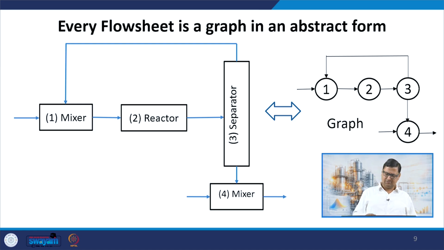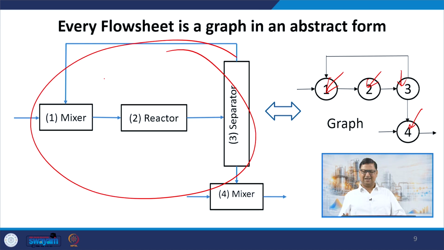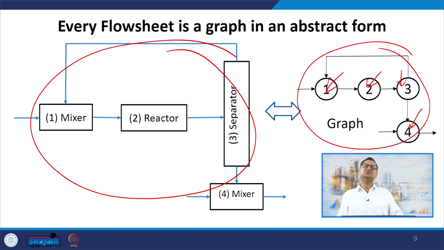So I can draw the same system if I disregard the details of that mixer, reactor, separator, and another mixer. If I simply call them 1, 2, 3, 4, then if my focus is to figure out what kind of connectivity is there in that system, I don't need to draw even in all this detail. I can draw a simpler drawing like this, which is called a graph, where I have these vertices 1, 2, 3, 4. Units are now referred to in a graph as vertices, and then there are edges connecting those vertices.